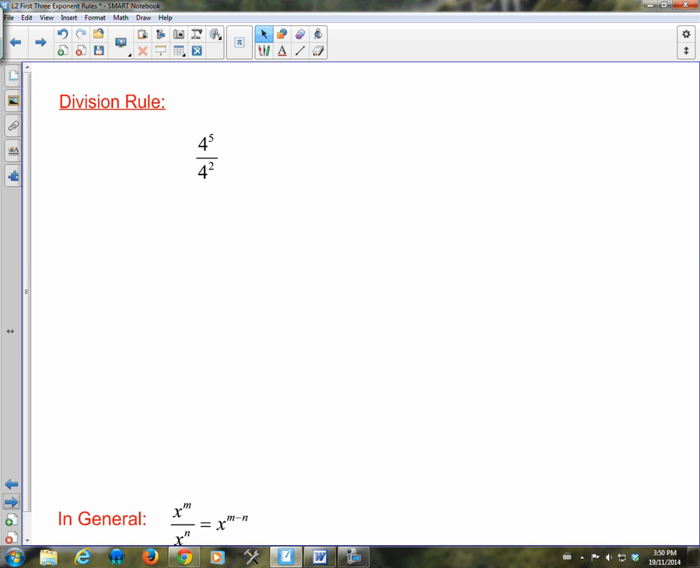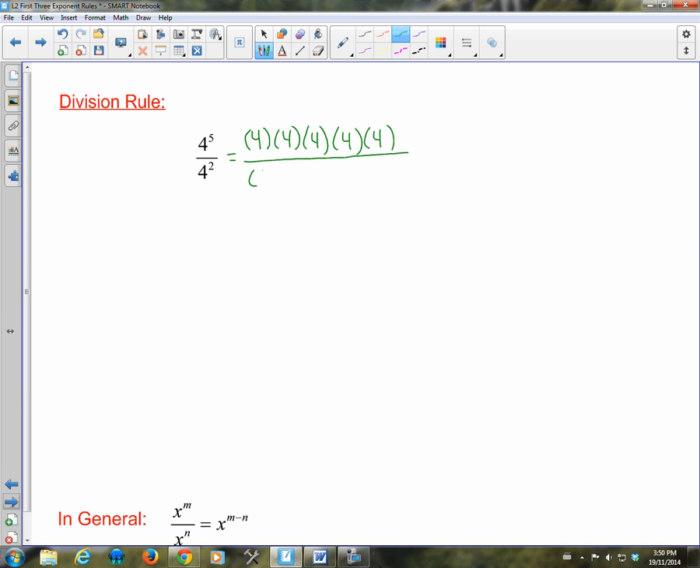The second exponent rule is the division rule. So it kind of makes sense. If there's a multiplication rule, there would be a division rule. And we know that 4 to the exponent 5 means 4 times 4 times 4 times 4 times 4, 5 times. And we're dividing by 4 times 4, 4 squared, 2 times. And you should know by now, if you have a fraction and you have the same thing on the top as you do on the bottom, you can cross it out. Which means I'm left with only 1, 2, 3 4's that I'm multiplying. And if I'm multiplying 3 4's together, that would be the same as 4 to the exponent 3.